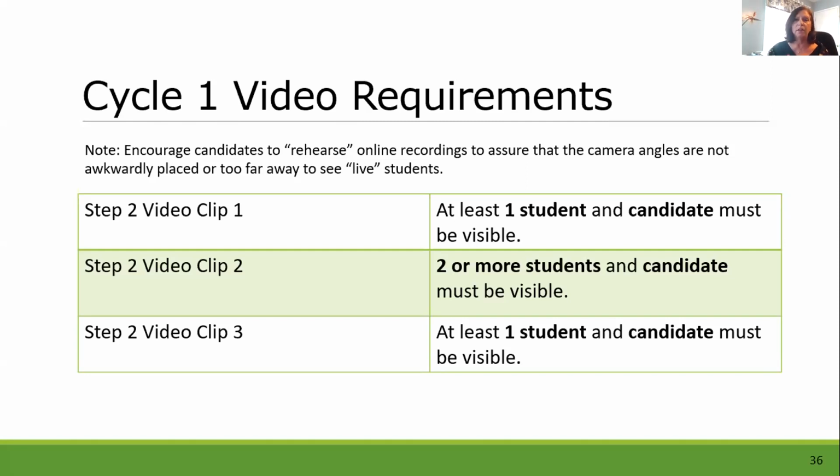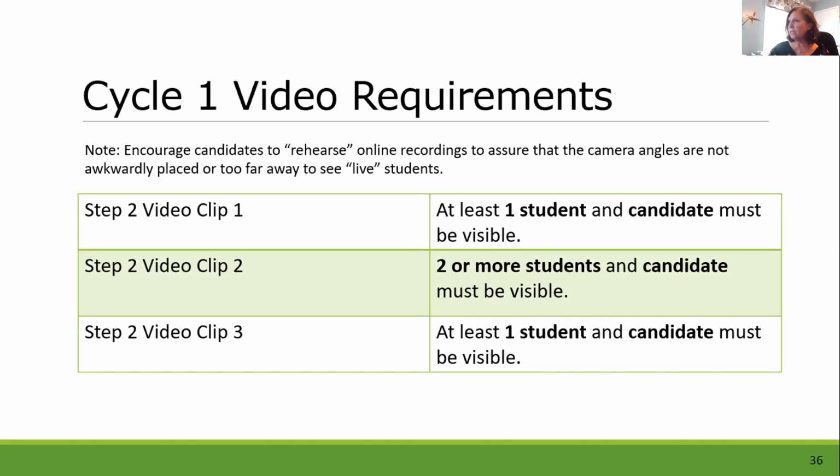So again, just to be very clear, because this question comes up every week on office hours and when we have our office hours with candidates. So going back to cycle one, video clip one, one student and the candidate. Video clip two, two or more students and the candidate, one or more students and the candidate for video clip three. Notice the candidate must be seen in each one of the video clips in cycle one, but it's one student at least in the first video, two or more in the second, one at least in the third. And again, based on the actual language in the assessment guide.